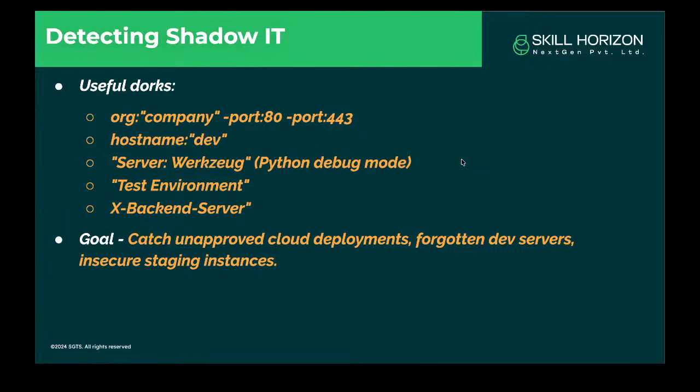So the goal is detecting hidden or backend IT infrastructure services to catch unapproved cloud deployments, forgotten development servers, right? Insecure staging instances. Sometimes in the org, when something is being built, some assets or some domain name is launched, somehow the testing or dev environment is shown to the public, and they don't contain that much security.